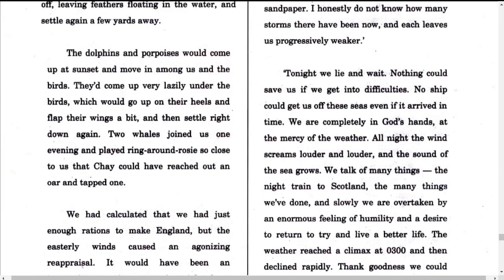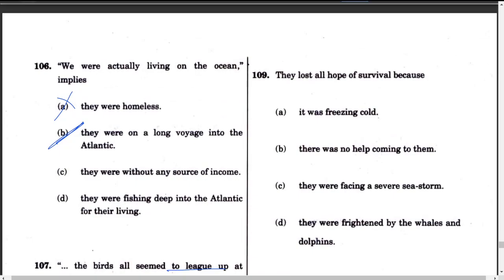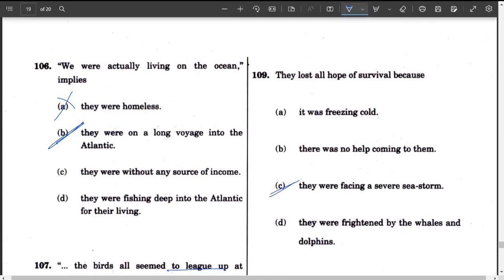Tonight we leave and wait. Nothing could save us if we get into difficulties. No ship could get us out of these seas if we arrived in time. We are completely in God's hands, at the mercy of the weather. Mercy of the weather, in the sense that they are in difficulty because of some sea problem that is going on. So what we can use here, we can go with the sea storm.